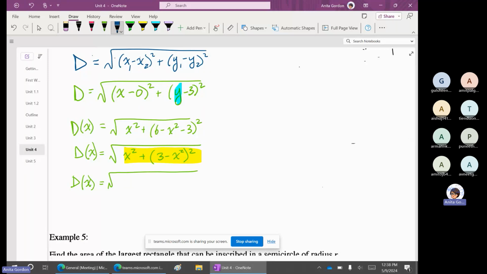If I expand this, this will be 3 squared minus 6x squared plus x to the 4. Can you double check that I did that right? Yeah, okay, so let's put the x squareds together and the x to the 4. So this is x to the 4 minus 5x squared plus 9. Okay, that's a little bit easier. Okay, so now when I do the derivative, I've got a much simpler thing to look at. Here is a pro tip.